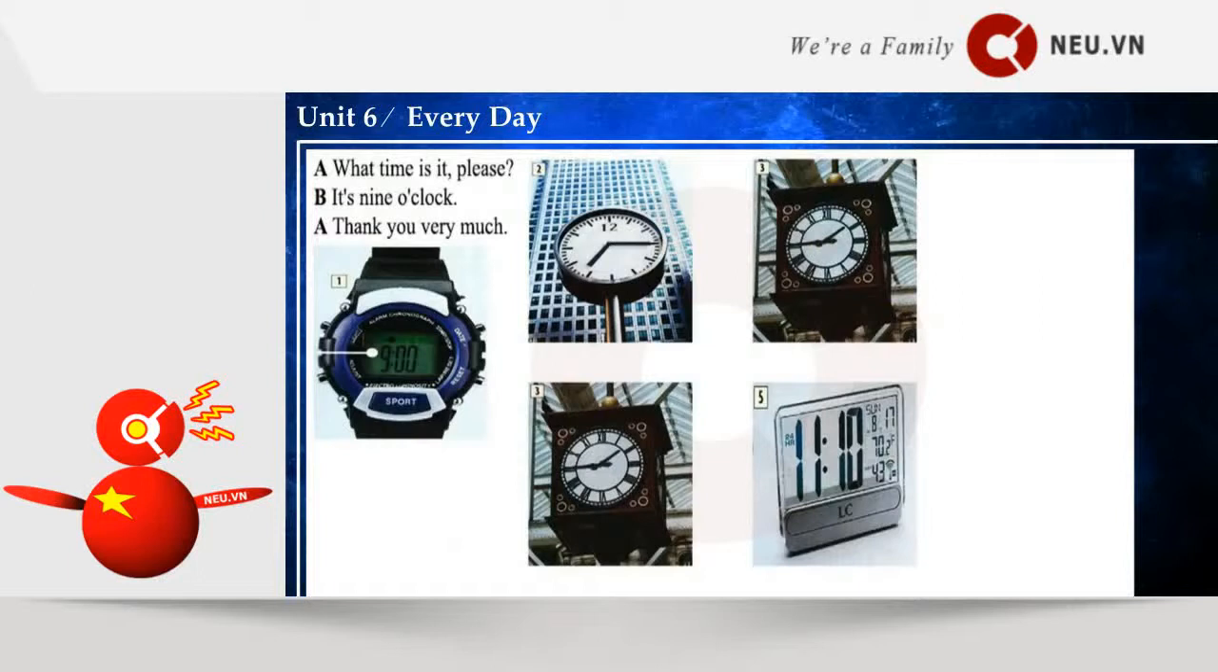Tape script 6.2. What time is it, please? It's 9 o'clock. Thank you very much.